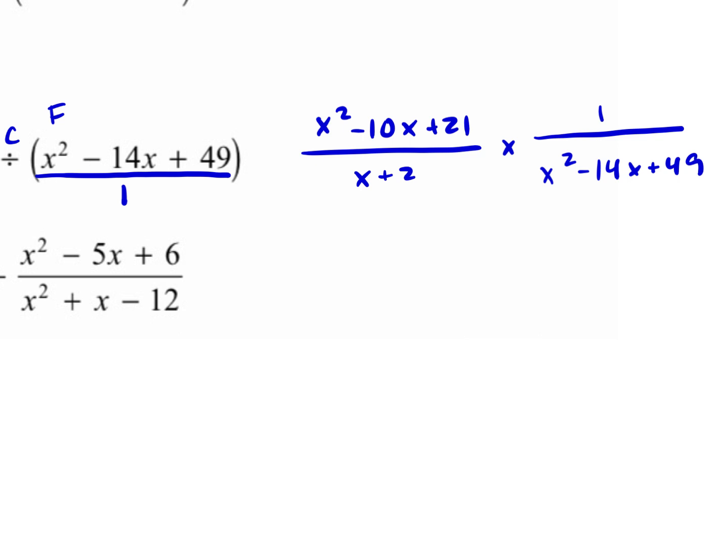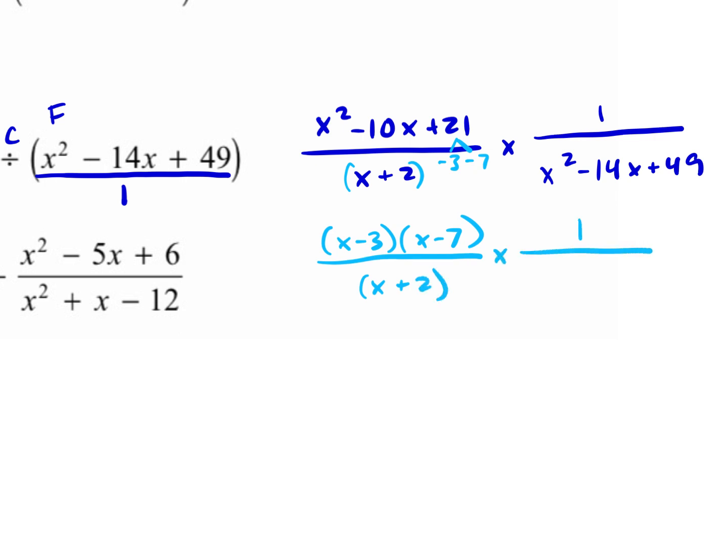What would I have to do next? Factor it. Do we have two factors of 21 that add to negative 10? Negative 3 and negative 7. So this would be x minus 3 and x minus 7 over x plus 2, which is already as factored as we can go, times 1 over. Do we have two factors of 49 that add to negative 14? Negative 7 and negative 7. So x minus 7 and x minus 7.